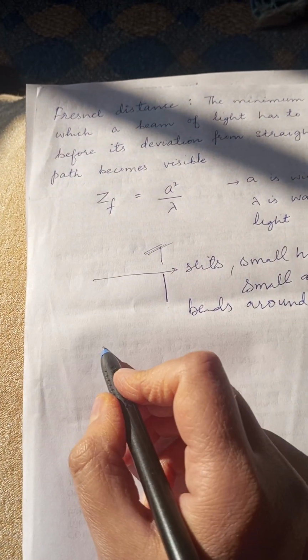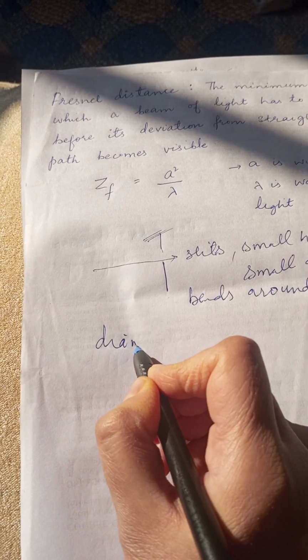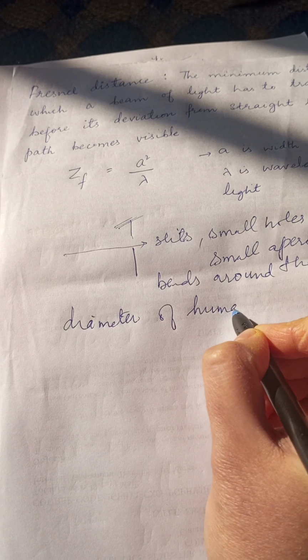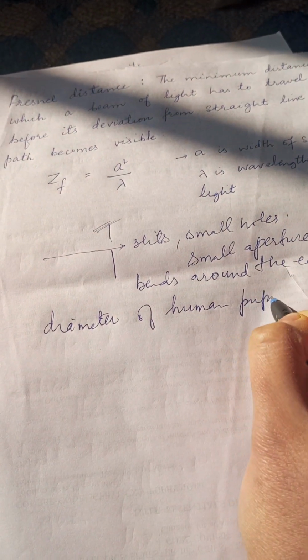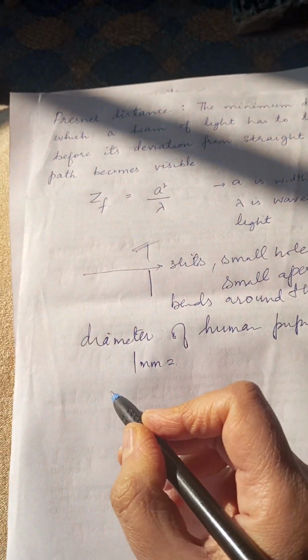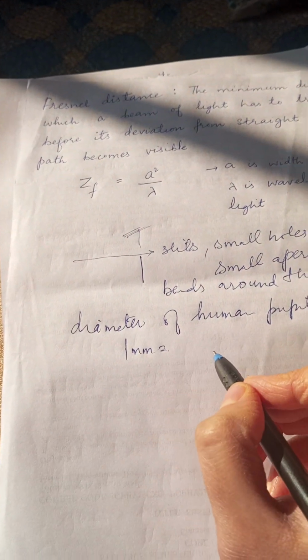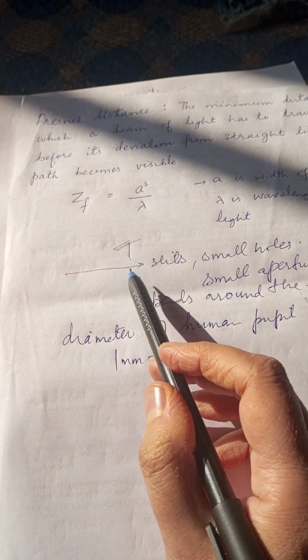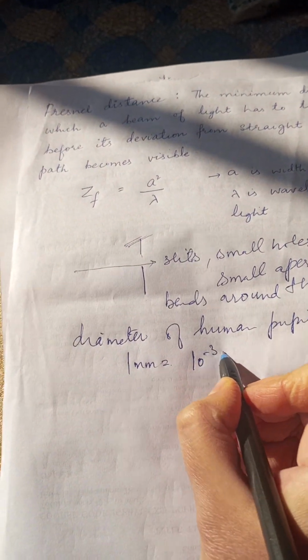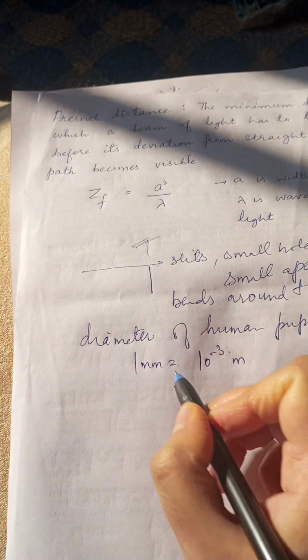For example, if we take the diameter of the human pupil, roughly it is 1 millimeter. हमारी आंख के अंदर जो लाइट चली जाती है वो जिस प्यूपिल से जाती है उस प्यूपिल को भी हम एक स्लिट के तौर पे मान सकते हैं. और what is the diameter of that? It is 10 raised power minus 3 meter or 1 millimeter.